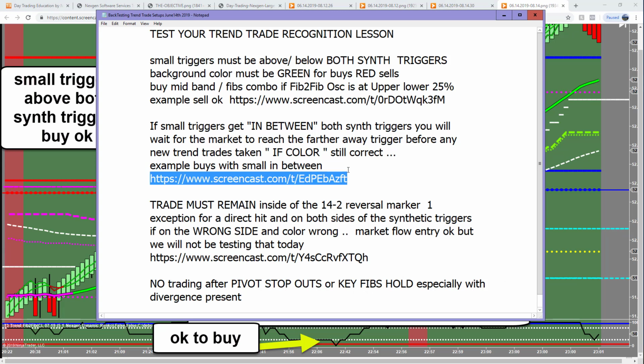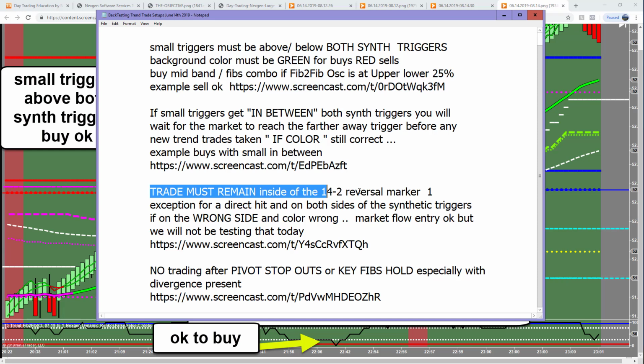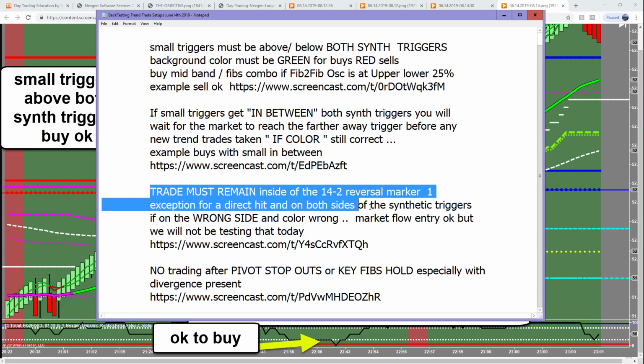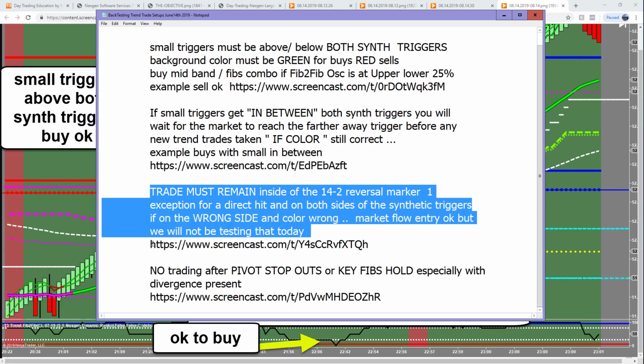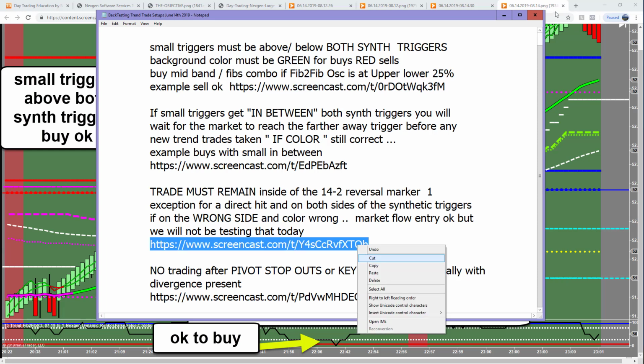And again, I am recording this, so if you miss part of it or any of it, or have to go, obviously you'll be able to go back and watch this. The trade must remain inside of the 14.2 reversal bar marker. So you can maybe get one direct hit of it if it's still red, but usually that doesn't happen. So let me show you the example picture of what I'm talking about with this rule.